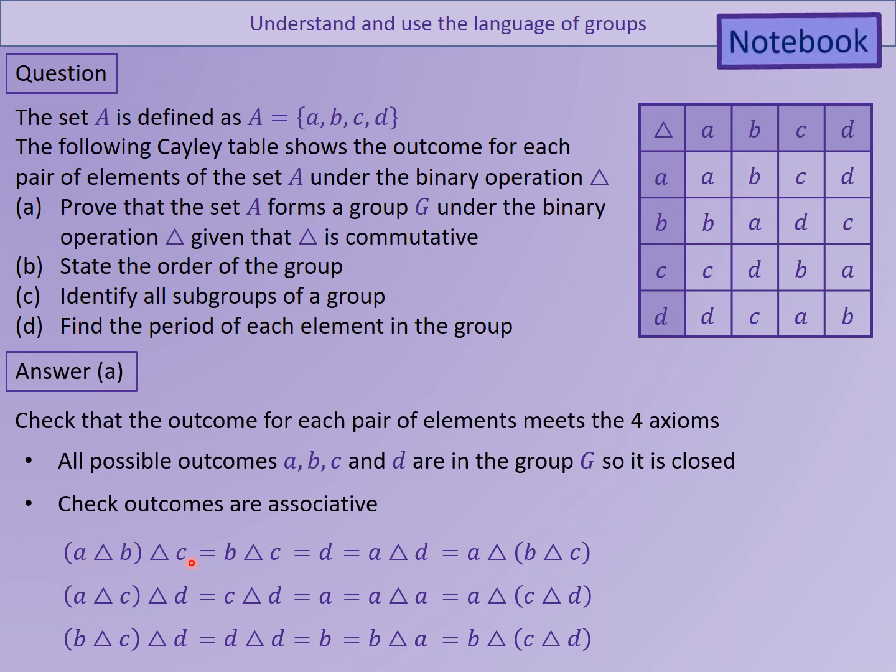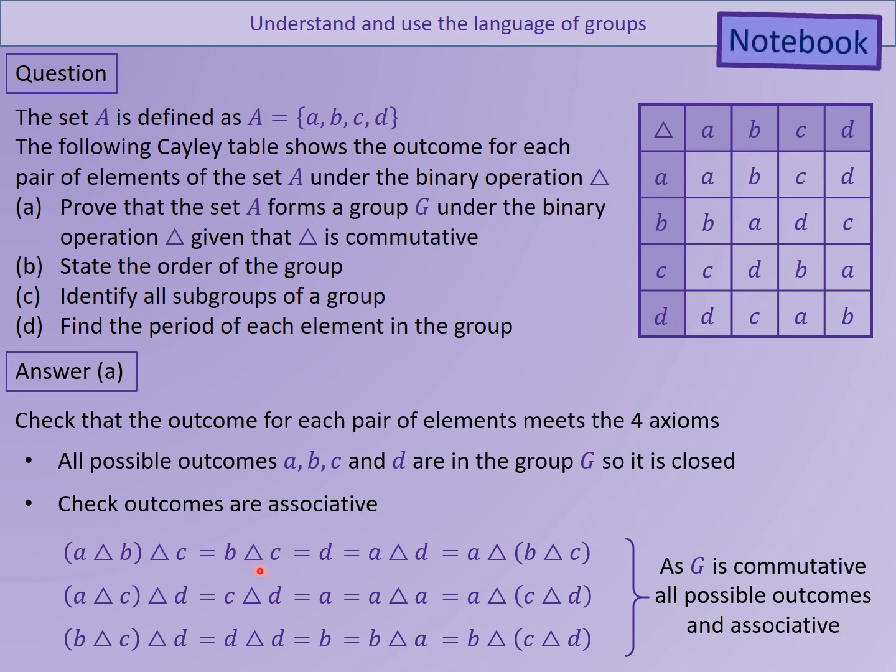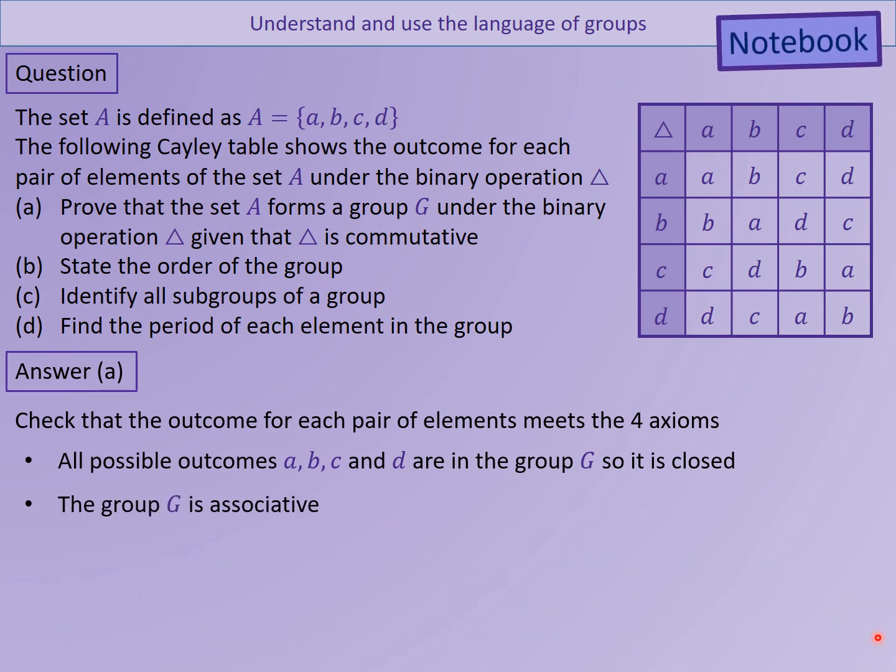All right, so because it works for those 3 there with all the possible combinations, therefore it's definitely true for all of them. All right, and that's why the word commutative was important. So it saved you having to do all the things like B, A, C, and things like that. So therefore, it ticks off the associative bit. The G group is associative, yes.